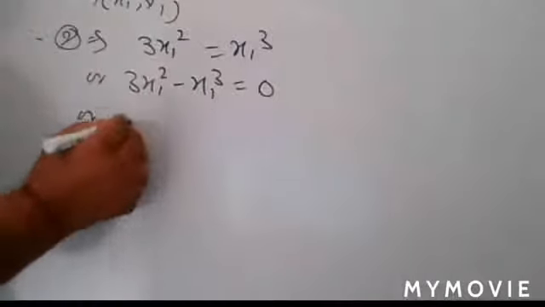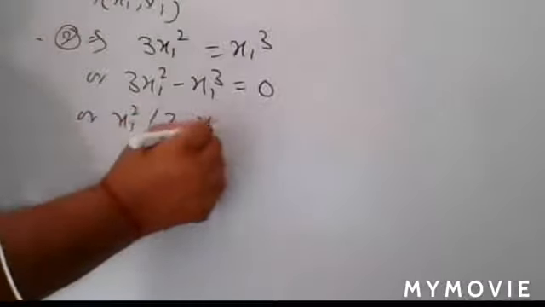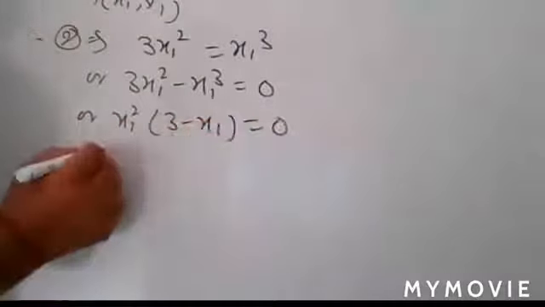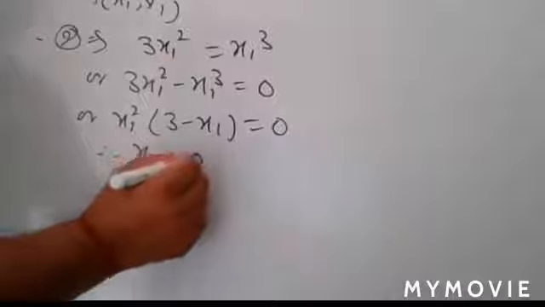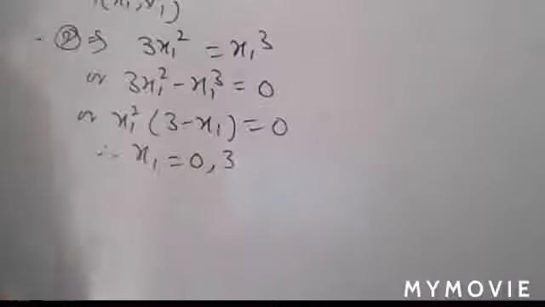Don't cancel in a hurry, beta, it's not that you see this and just cancel it. Be careful. Now taking x1 square common, so you have 3 minus x1 is equal to 0. So the values of x1 are 0 and 3. You have got the values of x1: 0 and 3.